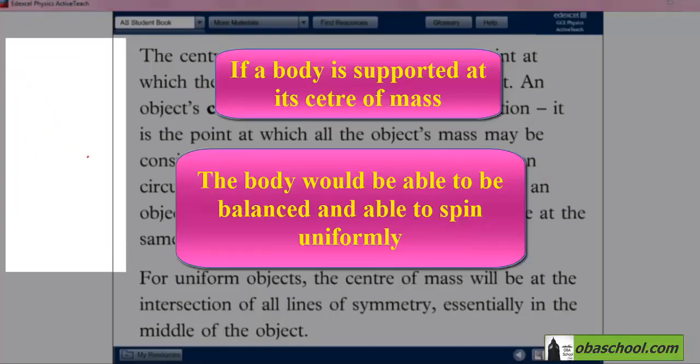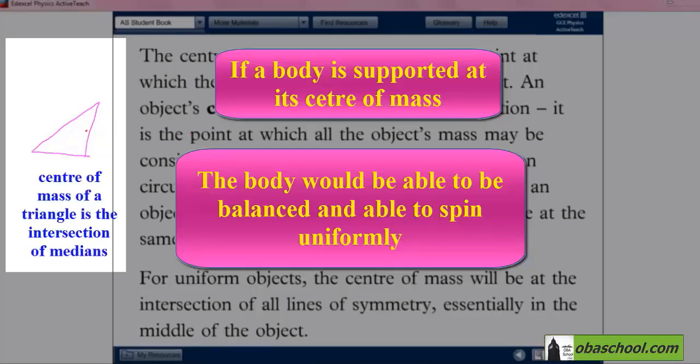Now look at this triangle. The center of mass for it will be near the base, so the concentration is near the base in order to create balance. Center of mass of a triangle is the intersection of medians. Remember that the median is the line from the midpoint of any side of a triangle connected to the angle opposite to it. So this is a median and this is another median. The center of mass is the intersection of the medians, so it is this yellow point. Notice that it is near the base, and that is how the triangle will spin uniformly.